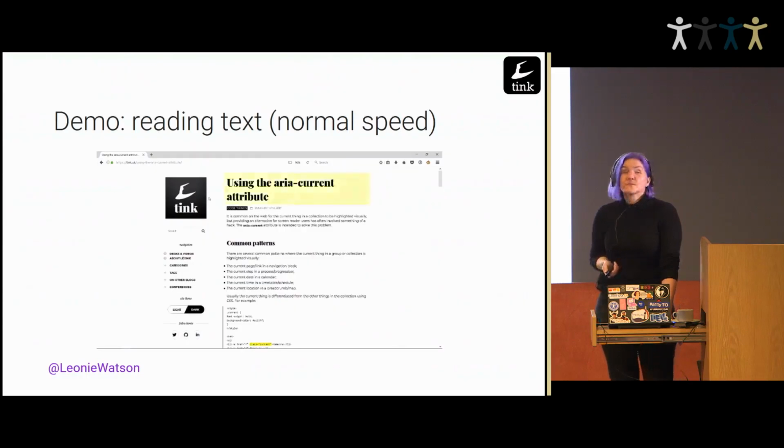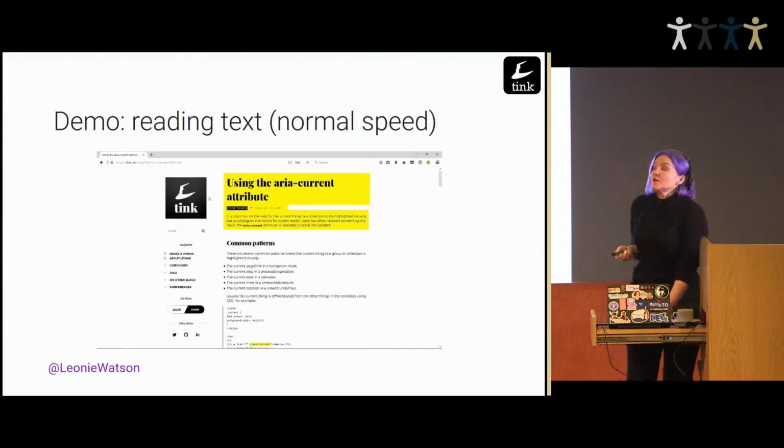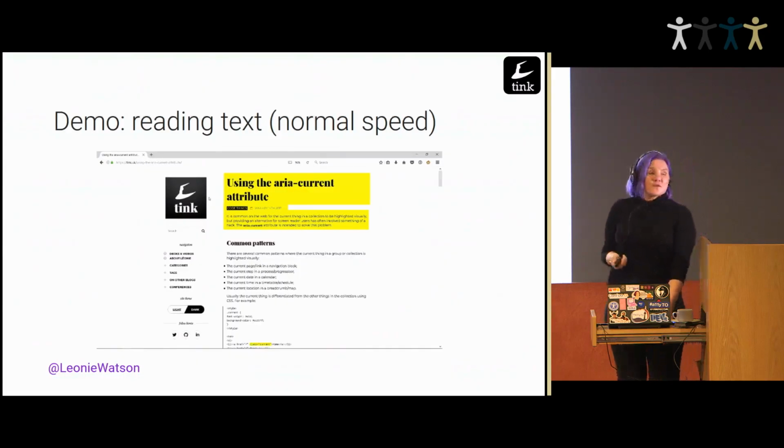Heading level 1 using the ARIA current attribute posted in link code things on January 14th, 2017. It is common on the web for the current thing in a collection to be highlighted visually, but providing an alternative for screen reader users has often involved something of a hack. The link ARIA current attribute is intended to solve this problem. Heading level 2 common.